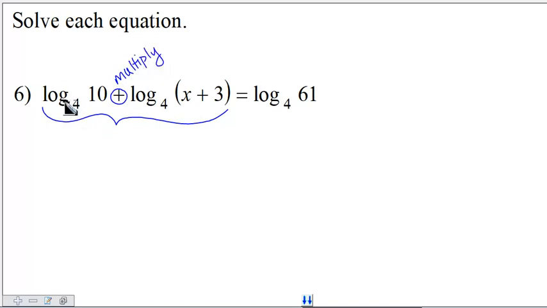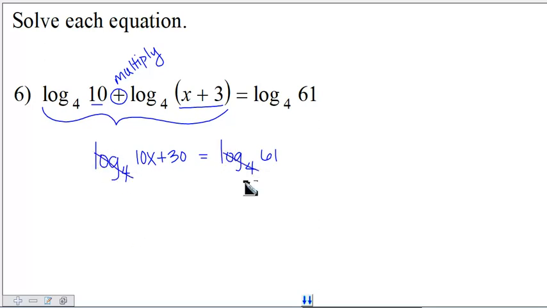So since they are both log base 4 and log base 4, that's the first thing that I'm going to write down. Now what am I going to multiply? I'm going to multiply the 10 times the x plus 3, and we'll use distribution to do this. 10x plus 30. Now I have a problem like numbers 1, 2, and 3. I have a single logarithm equal to a single logarithm. So I can get rid of my logs and set the numbers equal to each other.